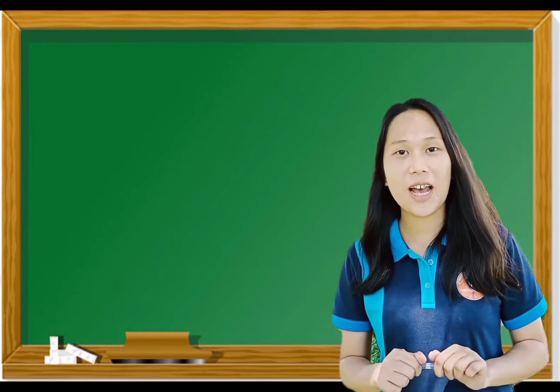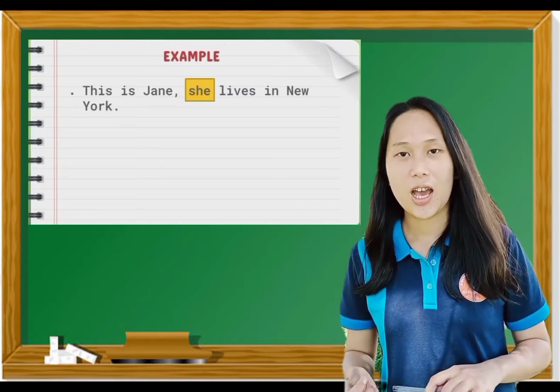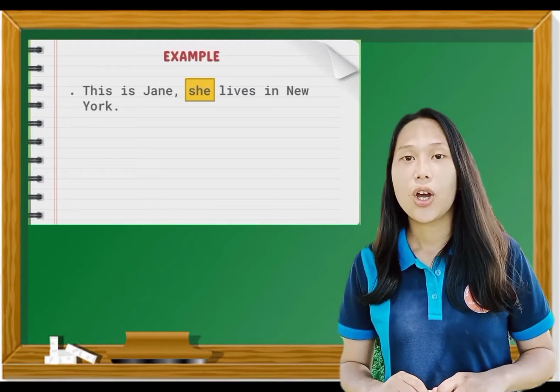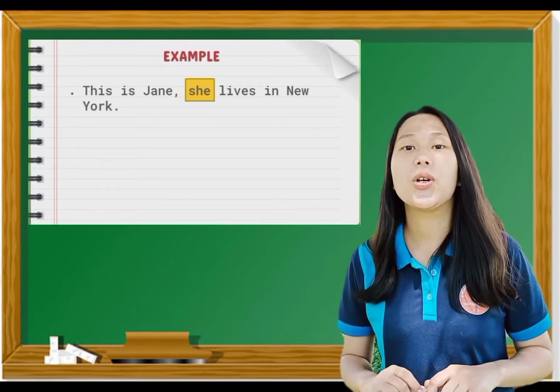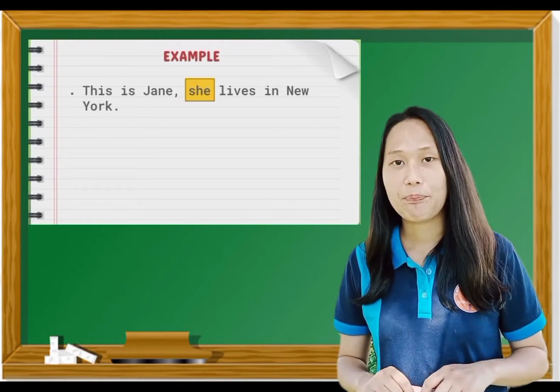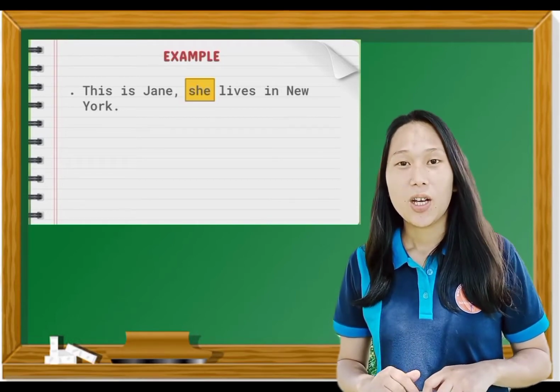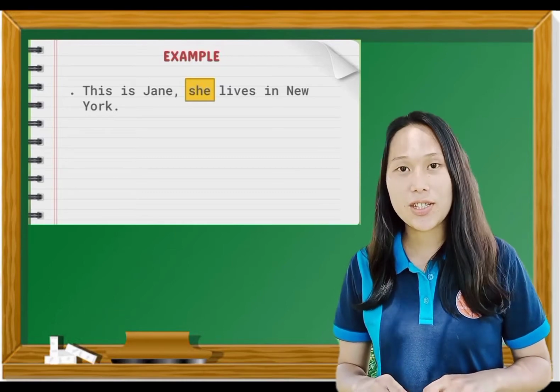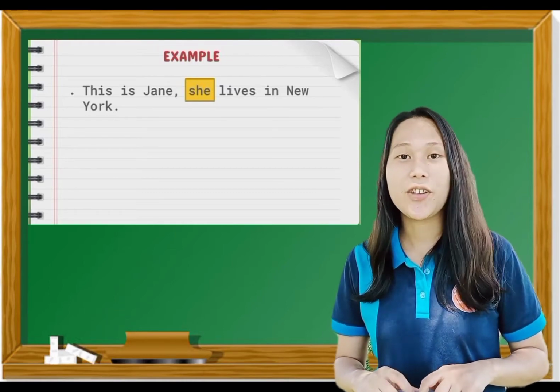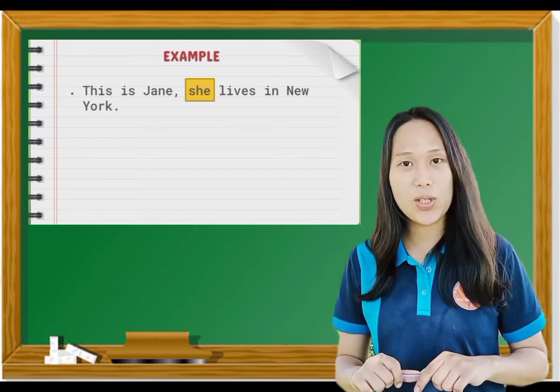So, for example, this is Jane. She lives in New York. The word she is the pronoun of that sentence because the word she is referring to the subject, which is Jane. And Jane is a girl, that's why we use the pronoun she.